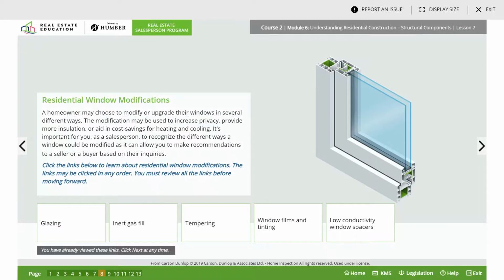Alright, let's go. Energy efficient. We don't need this.